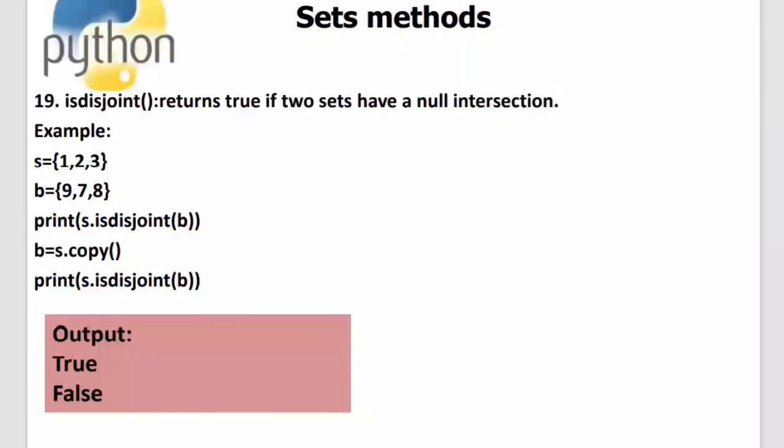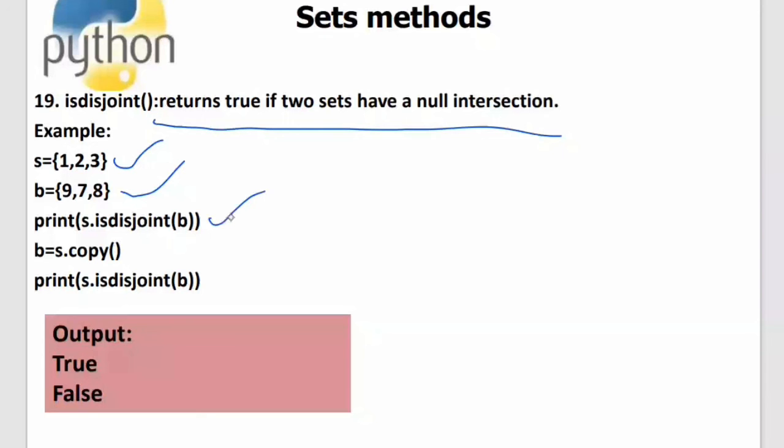Okay, so the next method is isdisjoint. What is isdisjoint? Disjoint means that there is nothing common between the two sets. The description says it returns true if two sets have a null intersection. What does null intersection mean? It means there are no common elements between the two sets that we are giving. Here S is the first set and B is the second set. S is holding 1, 2, 3 and B is holding 9, 7, 8. Isdisjoint will return a Boolean literal: true if the sets have no common elements, else false. Because these two sets are disjoint, I'm getting a true. There are no common elements between S and B, so that's why I got true.